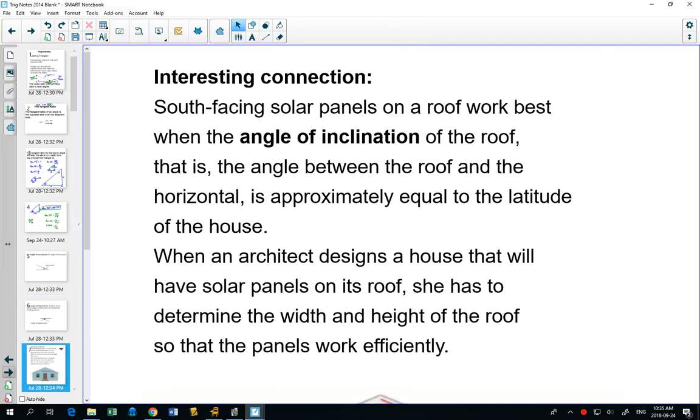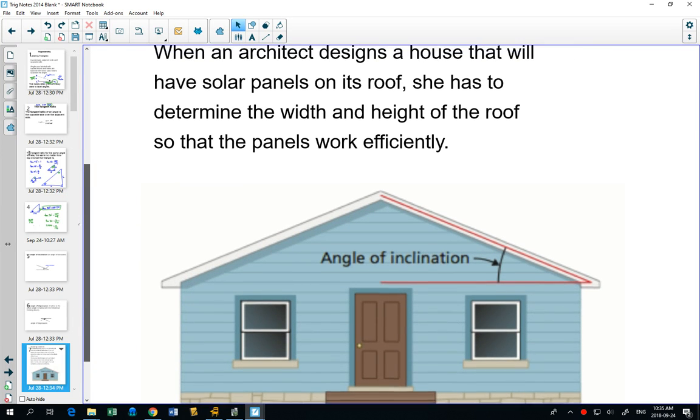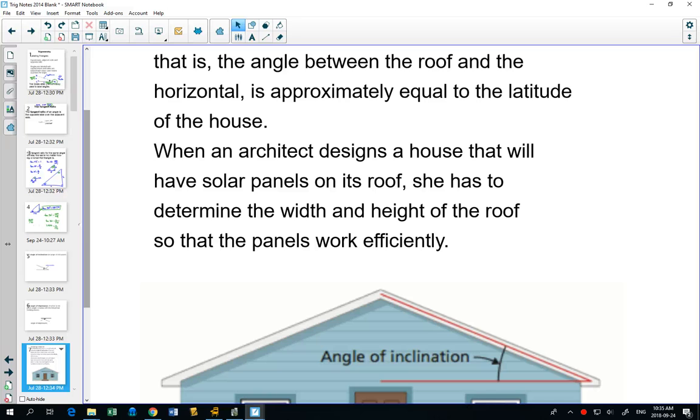So your textbook has this interesting connection that if you want the best amount of energy from solar panels possible, you would like this angle of inclination on your house to be approximately equal to the latitude of where you're living. So living at a higher latitude, you would need a bigger angle.